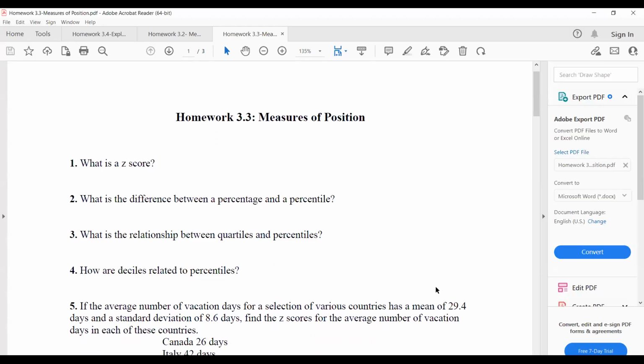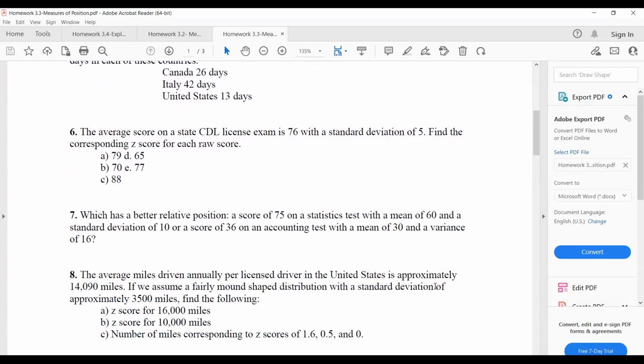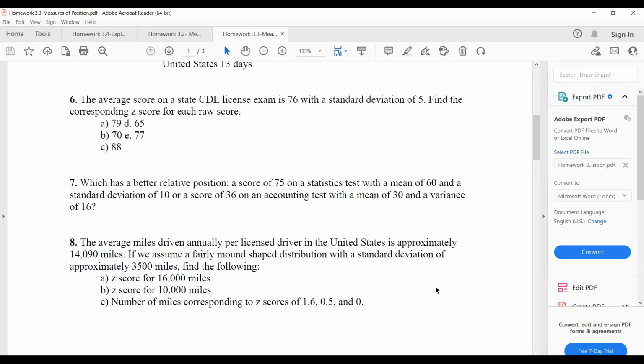All right. So the average miles driven annually per licensed driver in the United States is approximately 14,090 miles. If we assume a fairly mound-shaped distribution with a standard deviation of approximately 3,500 miles, find the following. Okay. All the parts or a particular one? Jason, are you looking for all the parts or a particular? All of them. Okay.